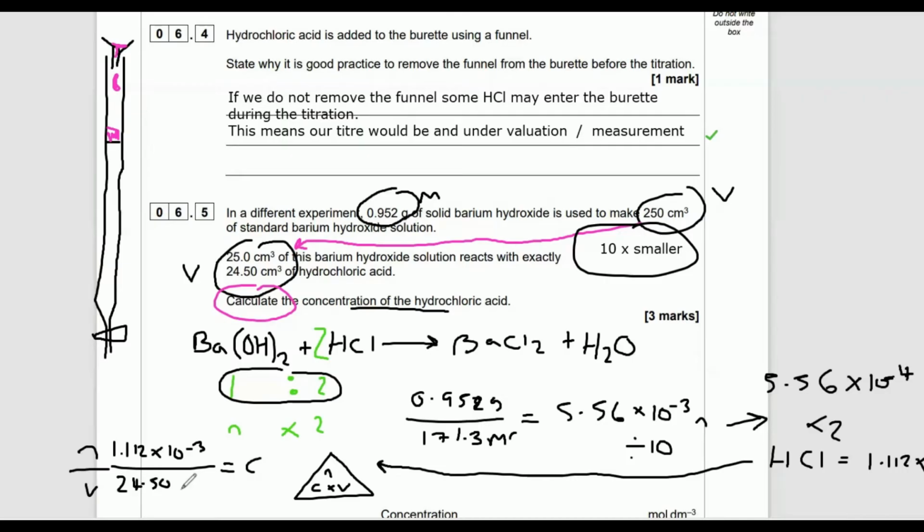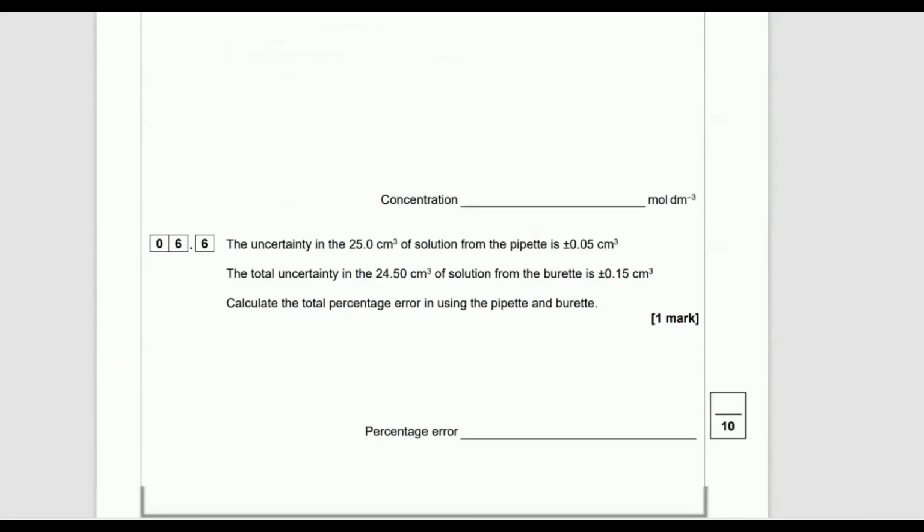Now what we want to do is do N over CV. So we're going to do moles of hydrochloric acid divided by the volume of hydrochloric acid. Now the volume of hydrochloric acid was 24.50 centimeter cubed. Don't forget to divide by 1,000. You need to convert to decimeters. And that is going to give us our concentration of hydrochloric acid. By doing N over V, we get C, and it is 0.04538. Well, we can just call it 0.045. And that gets us 3 marks. So let's move on.